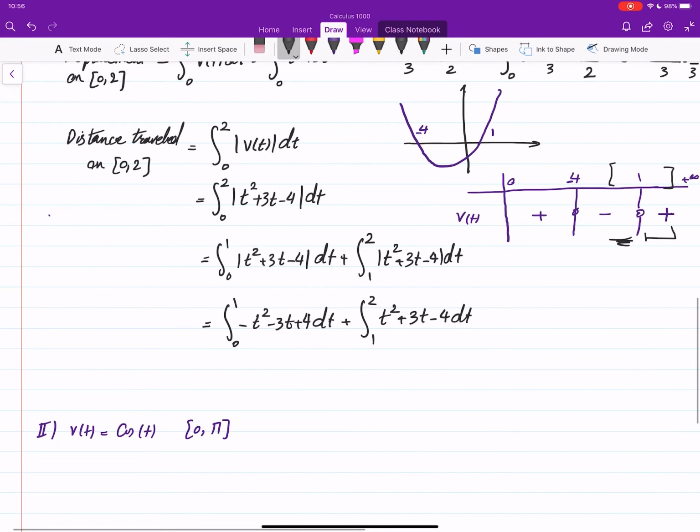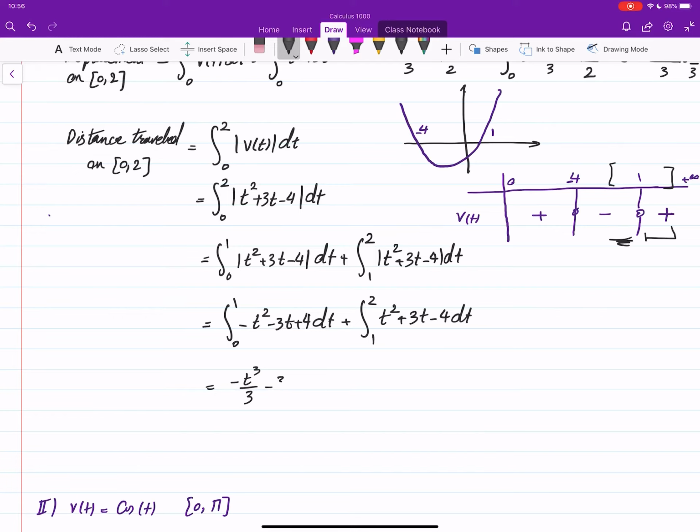Okay, then I need more space, sorry about that. Then we need to use the antiderivative here, negative t cubed over 3 minus 3t squared over 2 plus 4t, going from 0 to 1, plus, yes, plus the integral, which is again t cubed over 3 plus 3t squared over 2 minus 4t from 1 to 2.